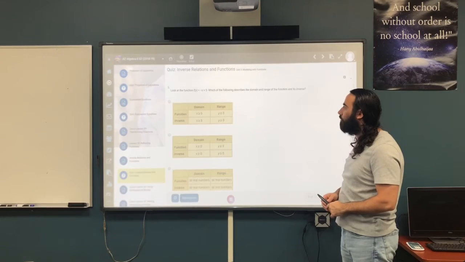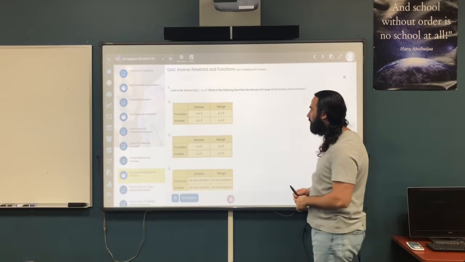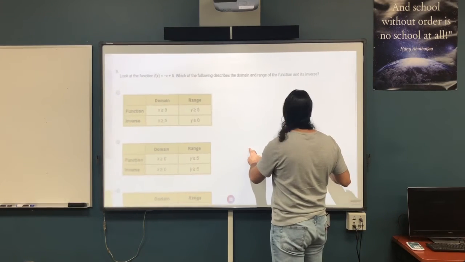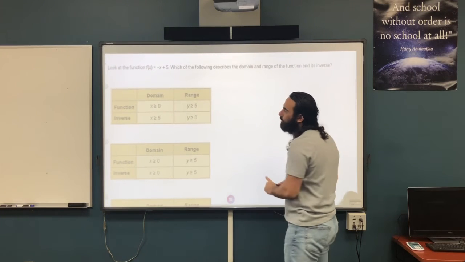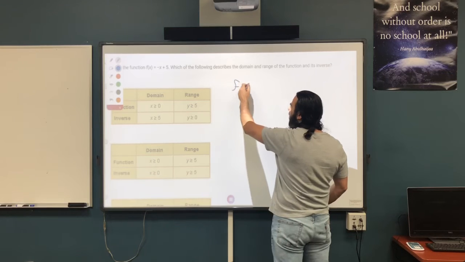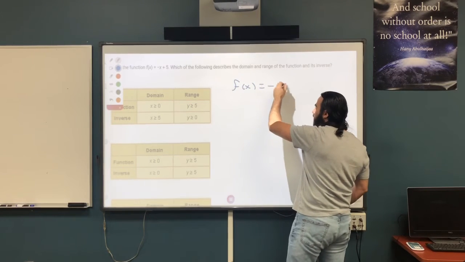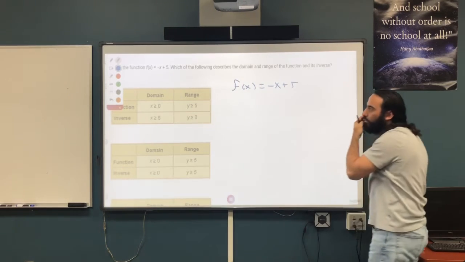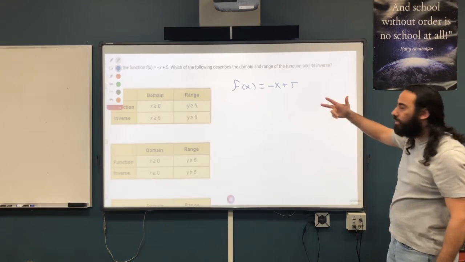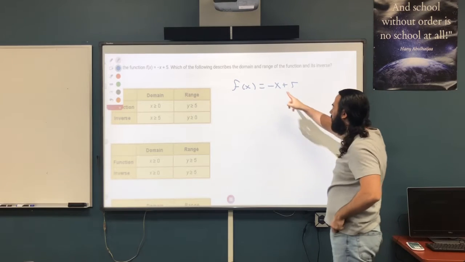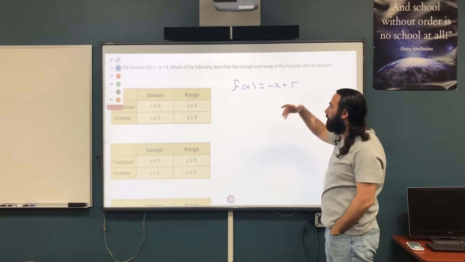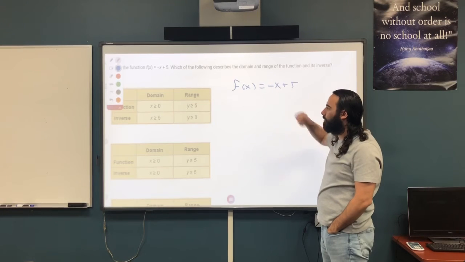Now, I hope we'll see one that is not a function. This question is, look at the function f(x), the same thing. We have f(x) equals -x plus 5. Which of the following describes the domain and range of the function? Domain and range, it means which values I can plug in for x. So for example, the domain is which values I can plug in for x.